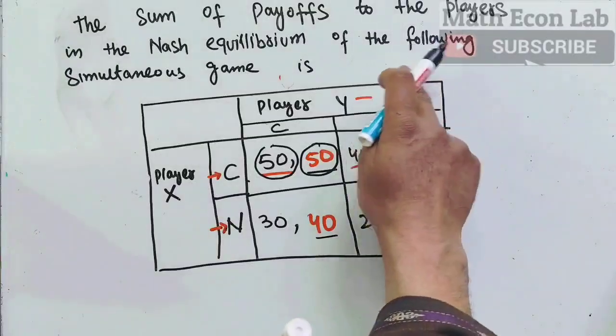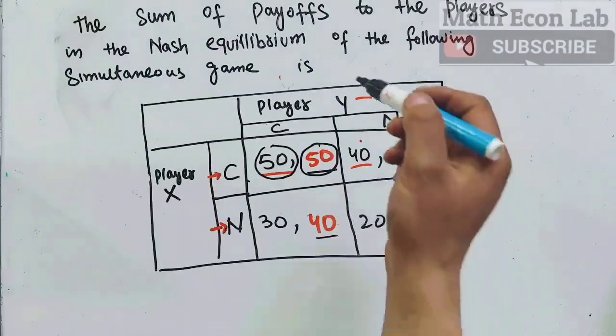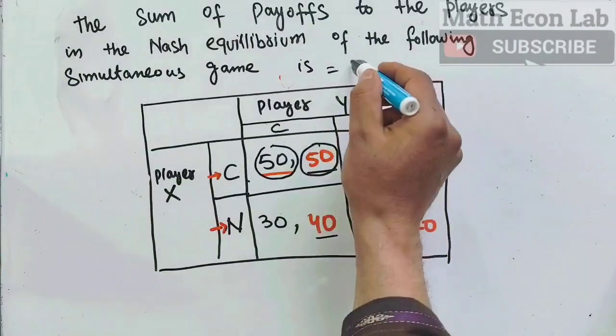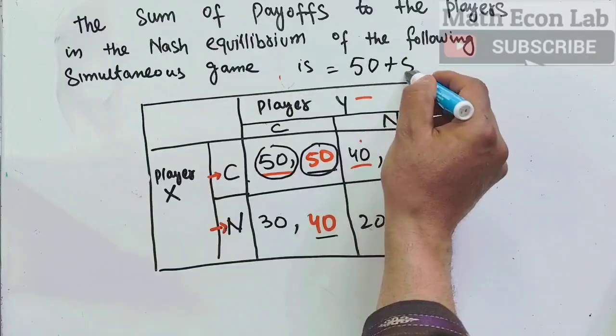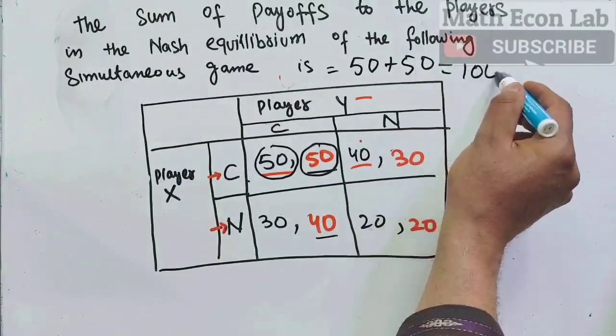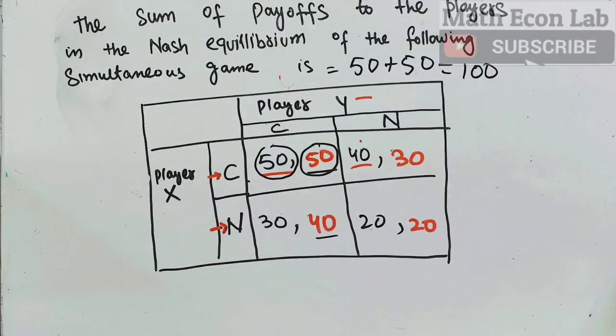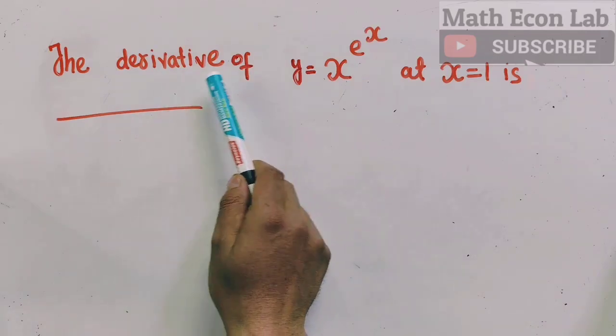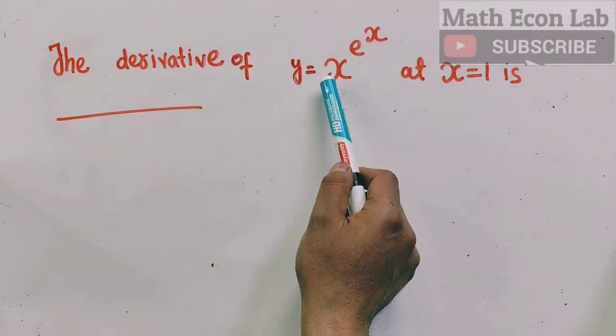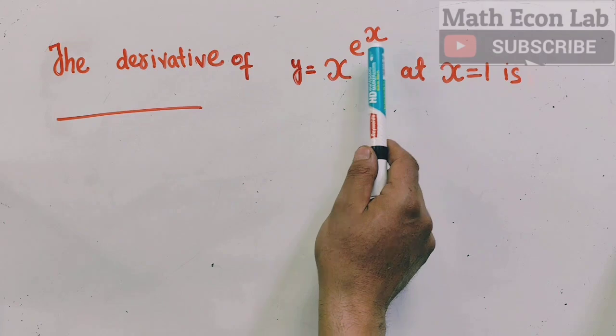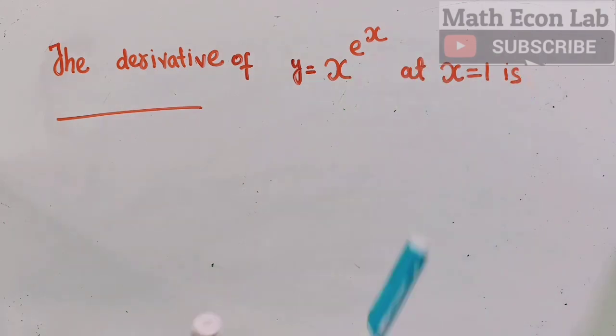Now we need to find out the sum of the payoffs. So the sum of the payoffs at Nash equilibrium is 50 plus 50, which is equal to 100 in this case. Next question: the derivative of y is equal to x raised to the power e raised to the power x, at x is, we need to find out the derivative.